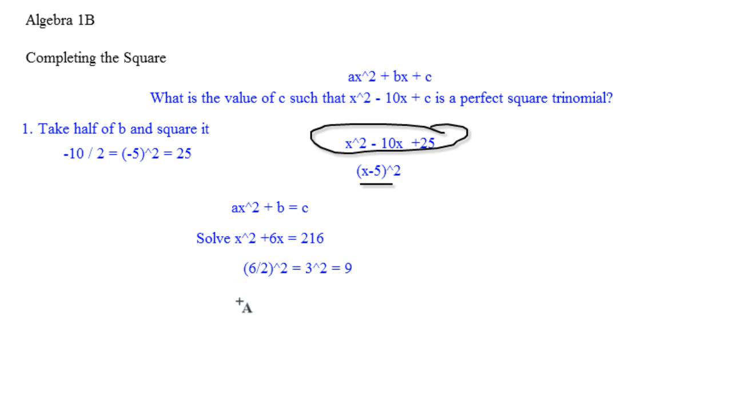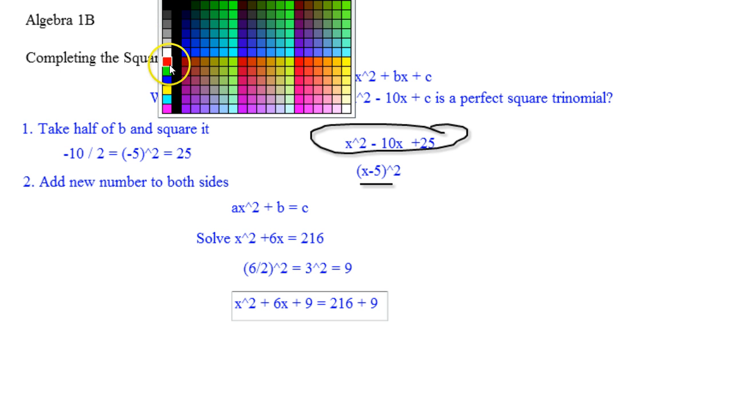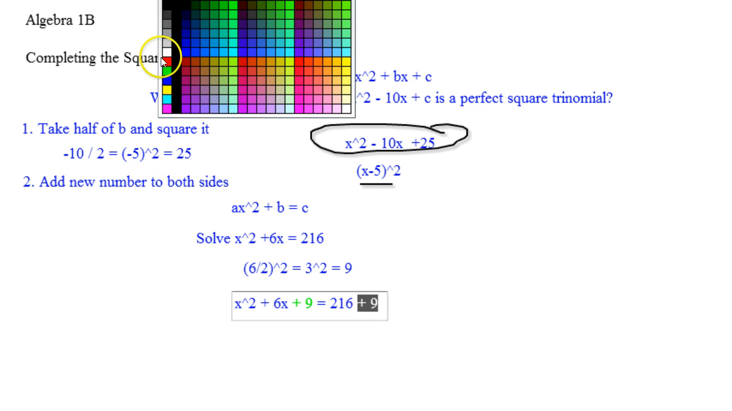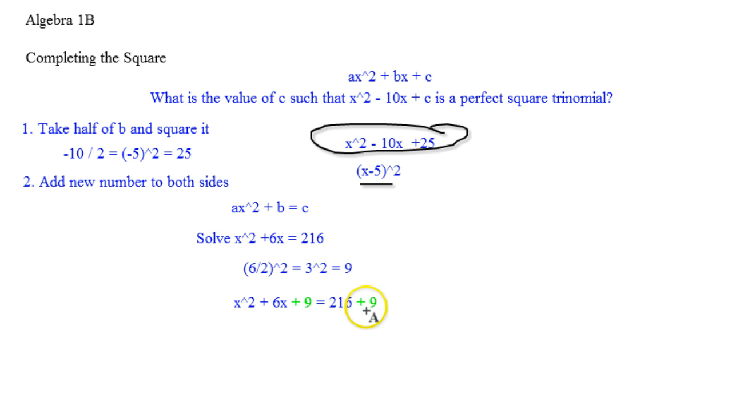Now what we're going to do with that 9 is the second step of completing the square when solving: add the new number to both sides. So we're going to add 9 to both sides. We're going to have x squared plus 6x plus 9 equals 216 plus 9. The new stuff that I have added, let me change it to a different color. Let's change that to green. The new stuff is this.